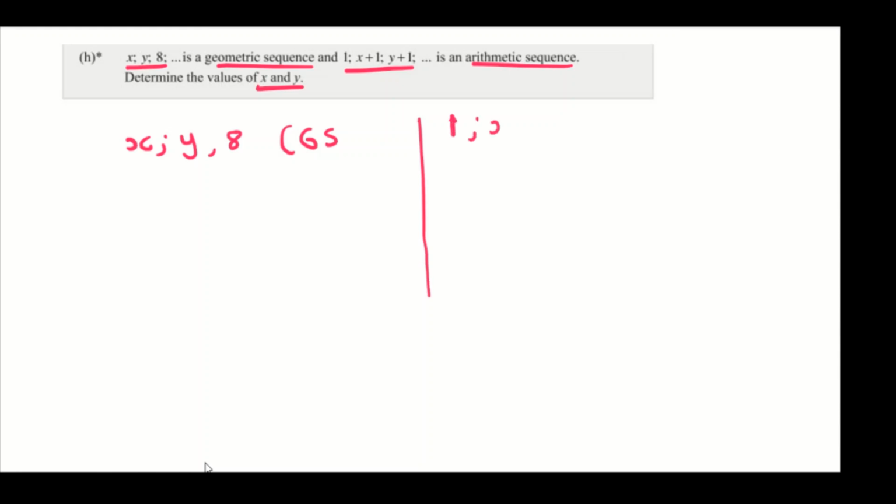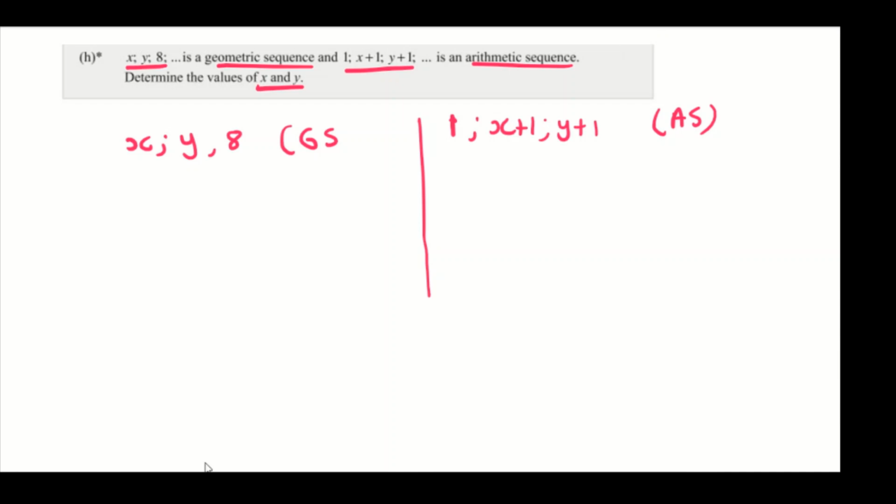So this is going to be my final answer for this problem here. Okay, so now we're going to do h, in which we are given the first 3 terms which are considered to be a geometric sequence, and these 3 terms which are considered to be an arithmetic sequence, and we are asked to solve for x and y. So what we're going to do is write down, so this is a geometric sequence, and then x plus 1, y plus 1, so this is an arithmetic sequence.